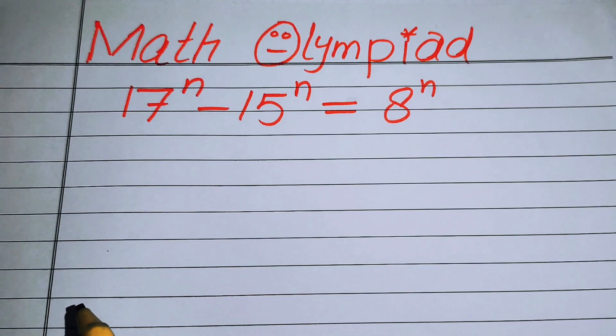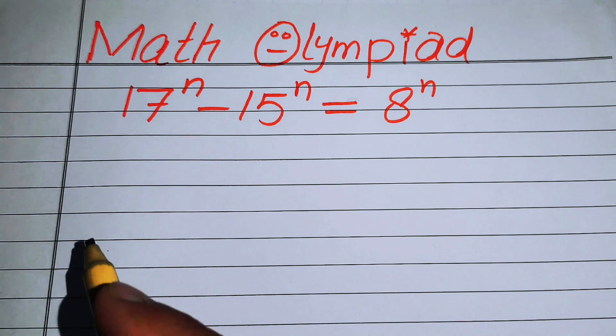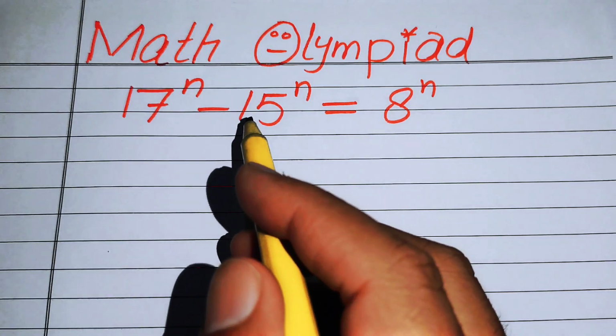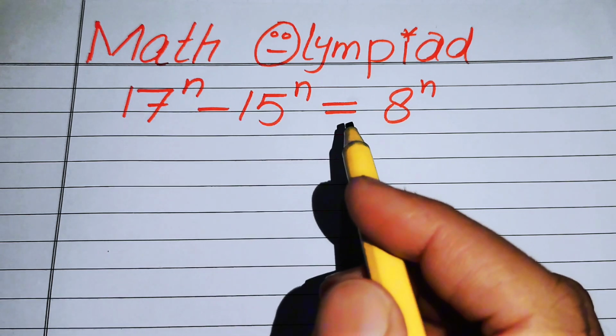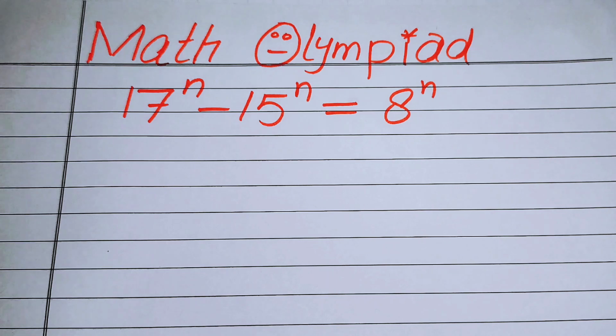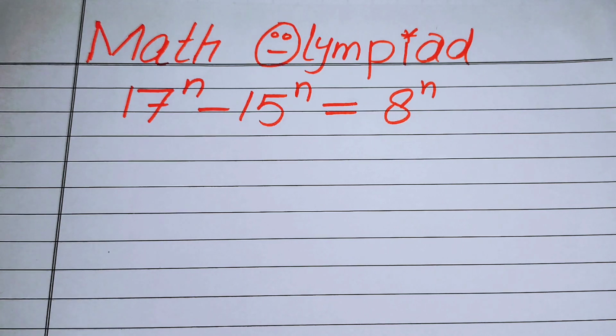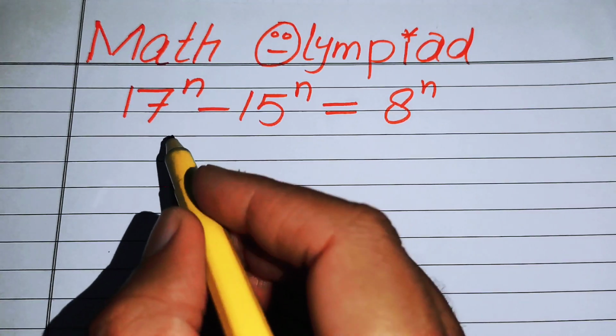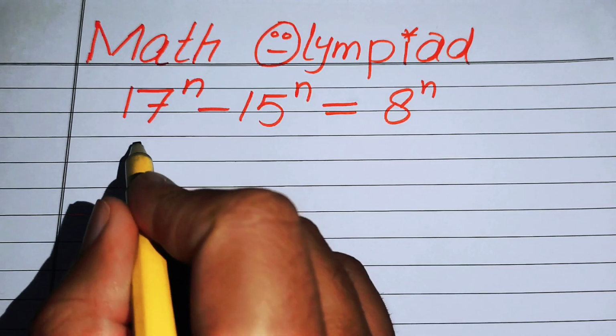In this video we are going to solve this nice algebra problem. Here we have 17 to the power of n minus 15 to the power of n equals 8 to the power of n, and we will solve this problem for the values of n. The very first thing we are going to do is divide both sides by 15 to the power of n.